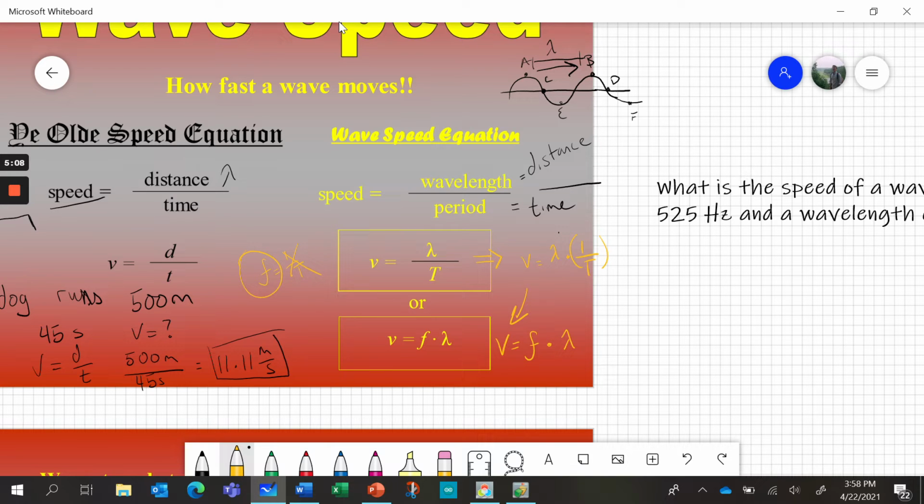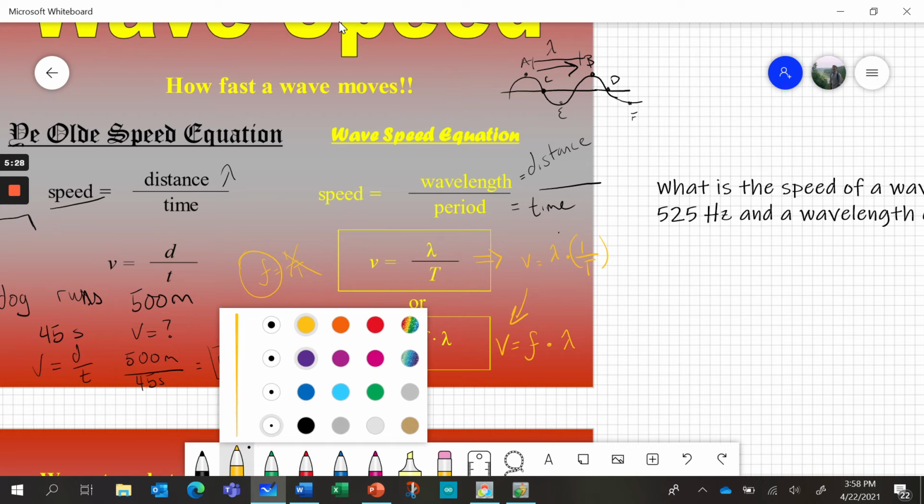Okay, so they are exactly the same thing. I was just substituting period with frequency because you can do that. It doesn't really make a difference either way. You can use whichever one, and realistically you should use both. So let's look at how to use both of these equations because they are both useful in different situations.